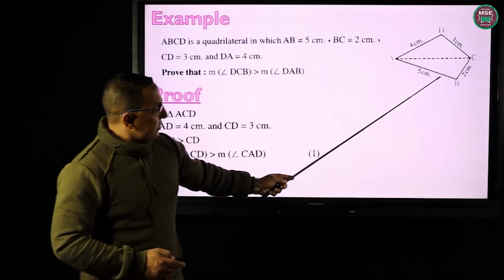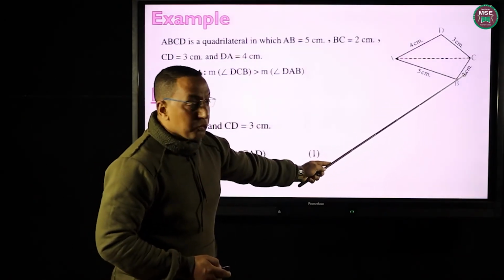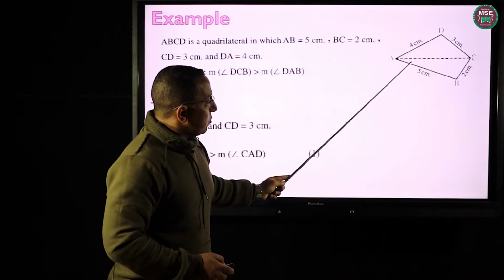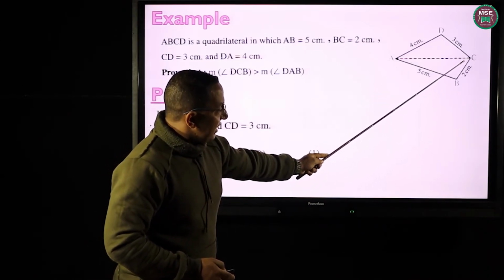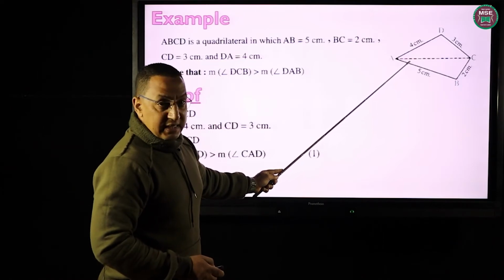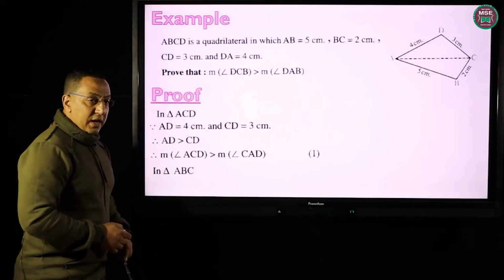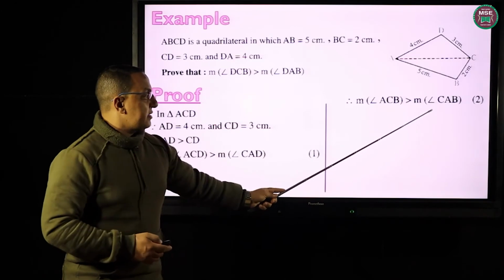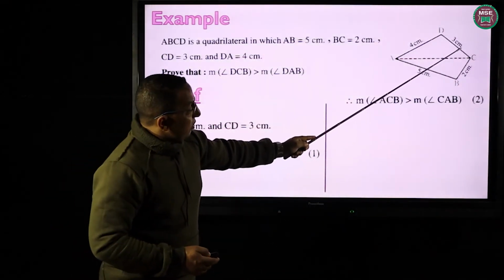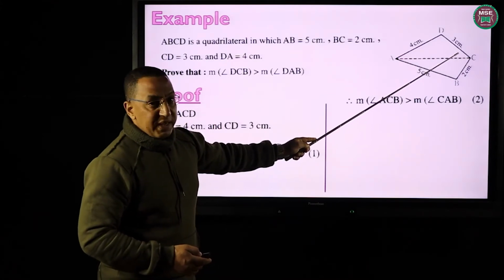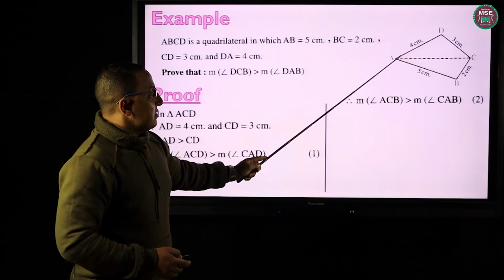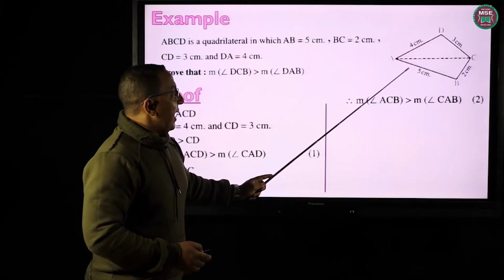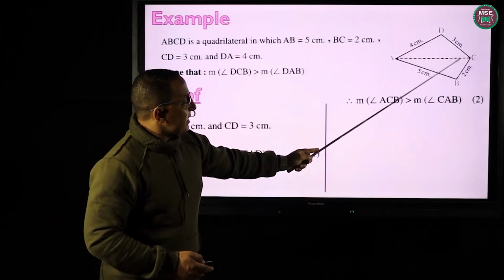Number two, looking at the lower triangle, this is 5 and this is 2. The side 5 is opposite to the greater angle, and the side 2 is opposite to the smaller angle. So angle BCD is greater than BAC. Okay, this is number 2. In triangle ABC, since AB is greater than CB, therefore measure of angle ACB is greater than measure of angle CAB. Here, looking at angle C, the upper part is big, the lower part is big. Angle A, the upper part is small, the lower part is small. So angle C is formed from big plus big, angle A is formed from small plus small. So angle C is greater than angle A.